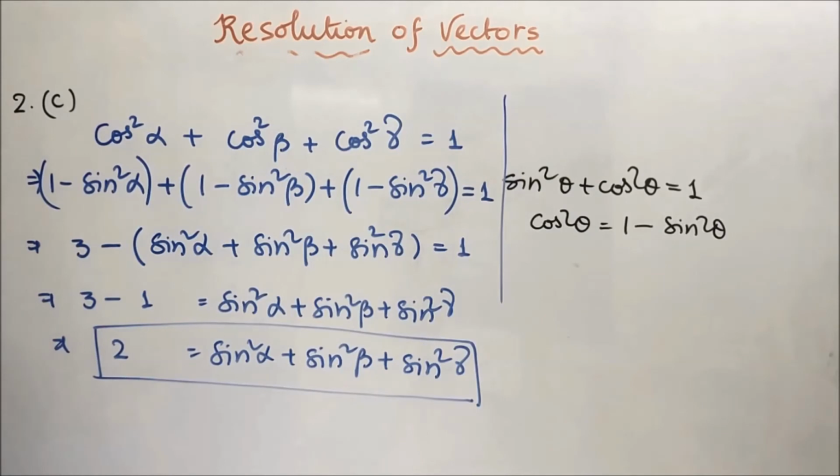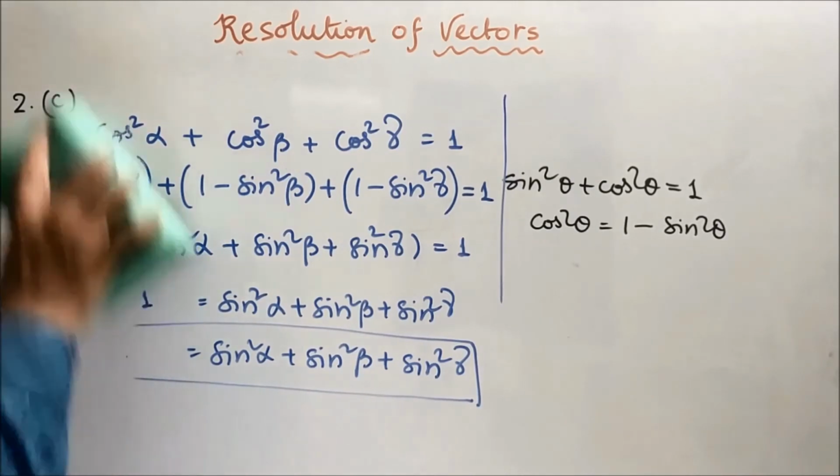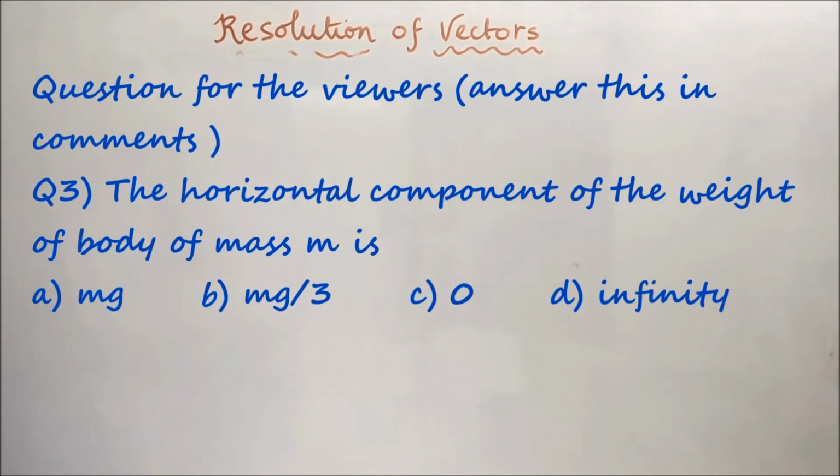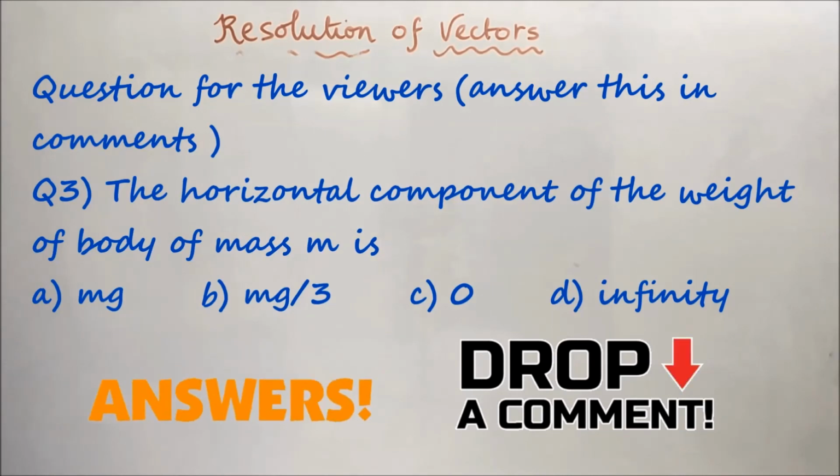If you are noting it down, you can pause the video at any time. Question number 3. This question is for the viewers. The question is, the horizontal component of weight of a body of mass m is option A, mg, option B, mg by 3, option C, 0, option D, infinity, where g is acceleration due to gravity.